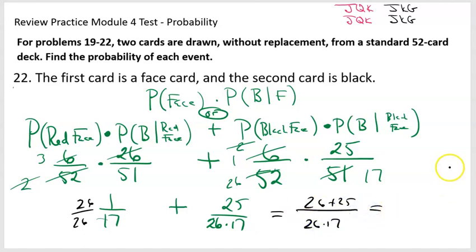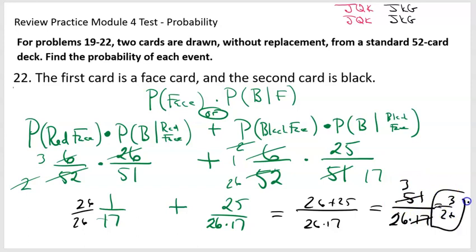Now we know 26 plus 25 is 51. That's not bad. 26 times 17. Hold on. I still decided I didn't need to multiply 26 times 17, because look, 17 goes into 51 3 times. And that's 3 over 26, and that will not reduce anymore. So your final probability for that is 3 out of 26.